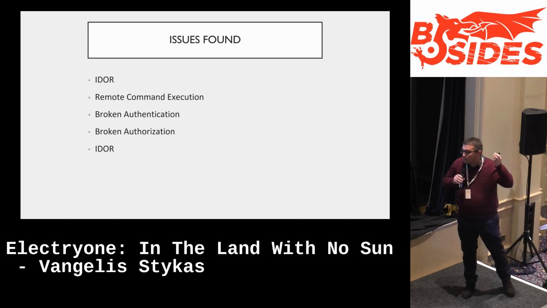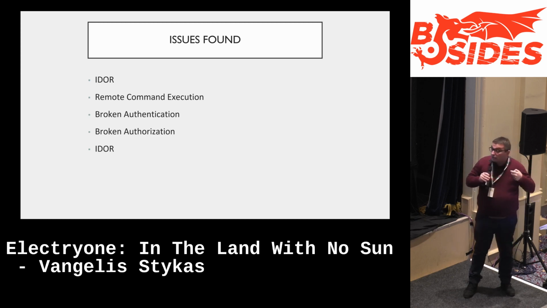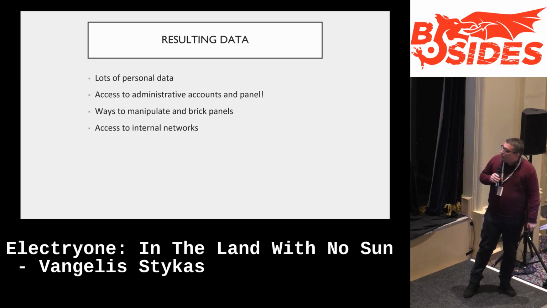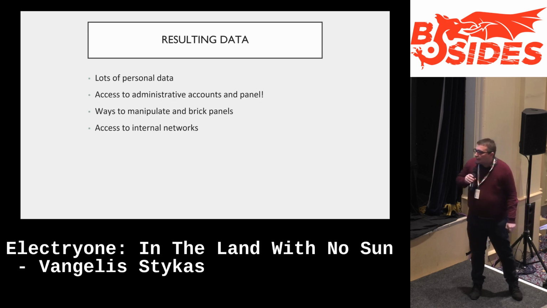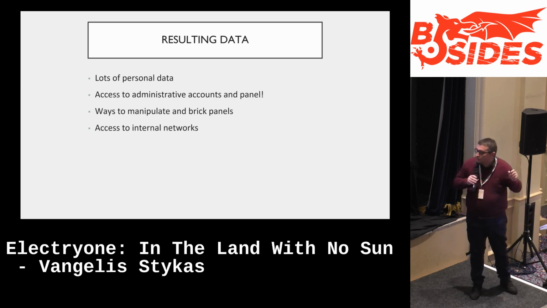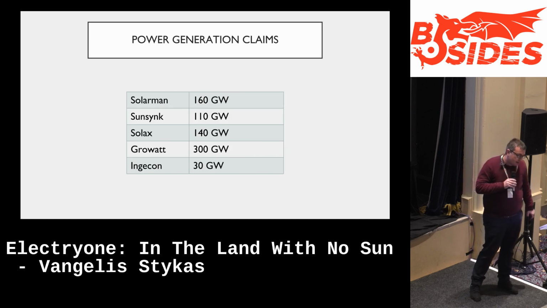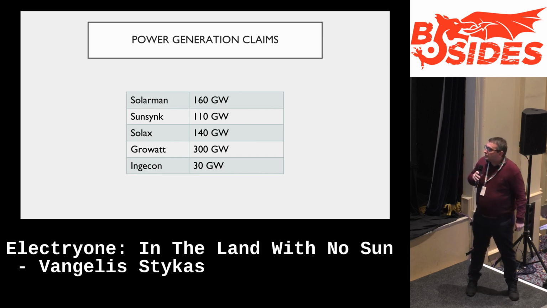What have I found? Insecure direct object references, remote command execution, broken authentication, broken authorization, more IDORs, and no authentication at all. What did I find? Lots of personal data for a lot of people throughout the globe. Access to administrative accounts and panels, ways to manipulate and brick panels, and access to internal networks where the panels were installed.